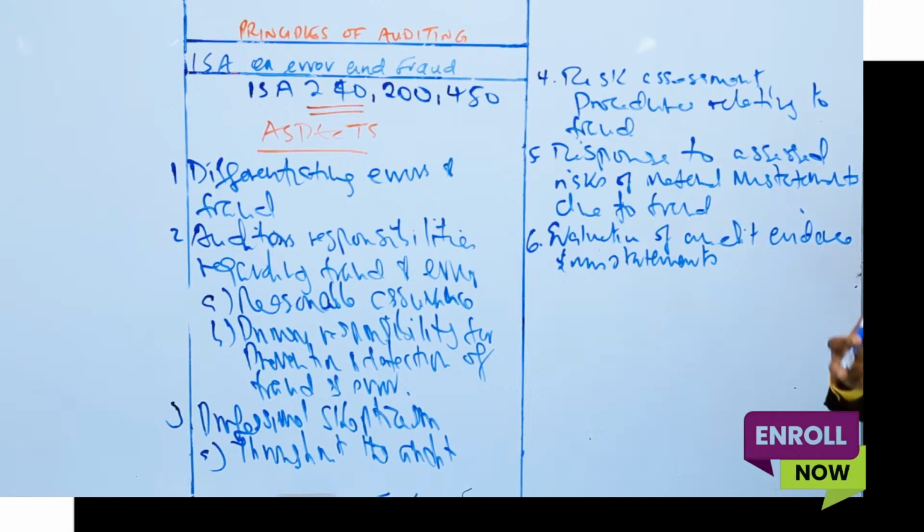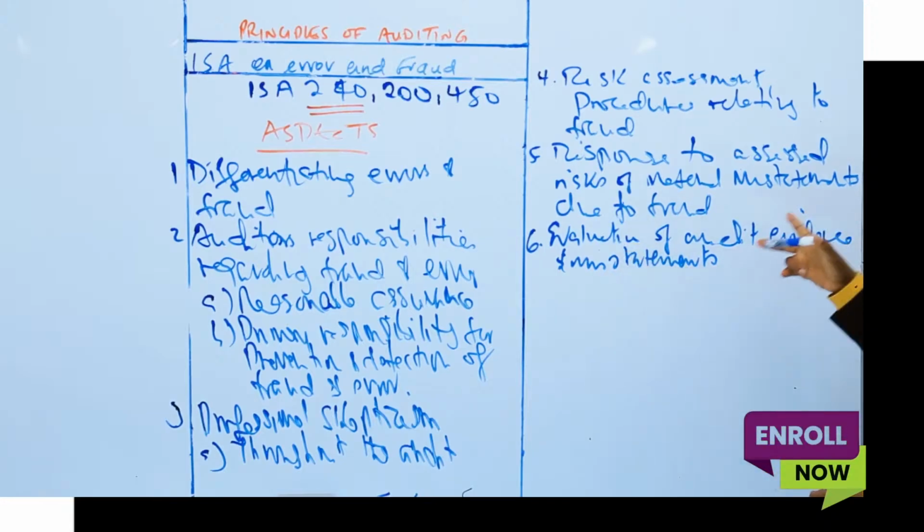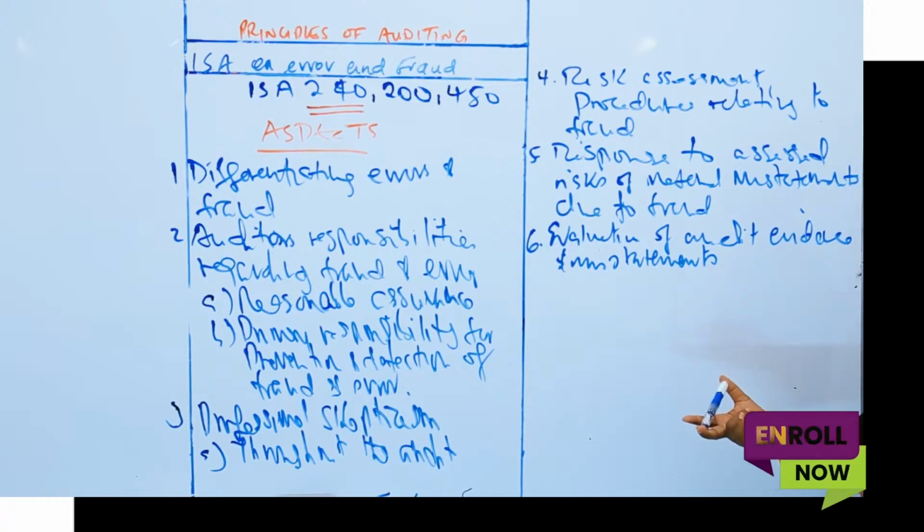And if management refuses to correct misstatements, the auditor must understand their reasons and evaluate whether the uncorrected misstatements individually or in aggregate are material to the financial statements. And this evaluation will influence the auditor's opinion. So the auditor has to evaluate audit evidence and misstatements. That is a key aspect of Standard 450.